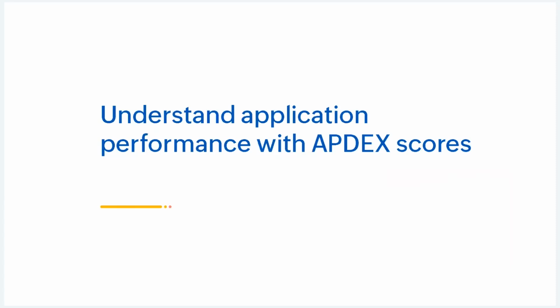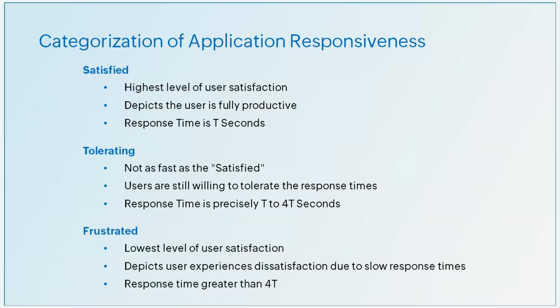Let us understand the application performance with APDEX scores. The APDEX score is categorized based on the application responsiveness. The first one is satisfaction. This category represents the highest level of user experience where the application's response time is between the satisfied threshold and the excellent threshold. Users in this category are generally satisfied with the application's performance.